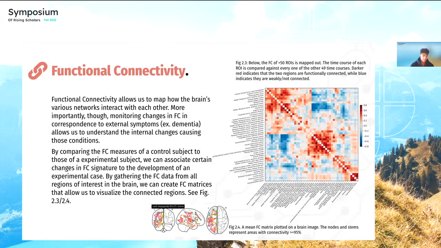By gathering the FC data from all regions of interest in the brain, we can create FC matrices that allow us to visualize connected regions. In these FC matrices, each ROI is a node, and the edge is the connectivity strength between those two regions. On the right, I use the Harvard-Oxford probabilistic atlas to show the connectivity of one volume of fMRI. For example, you can see that the angular gyrus, which is one of the ROIs there, is very weakly correlated with the occipital lobe. That makes sense because those two regions are in charge of completely different things, so they wouldn't have a strong connectivity.